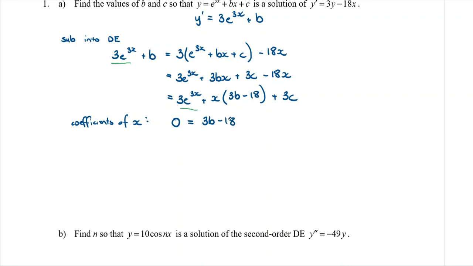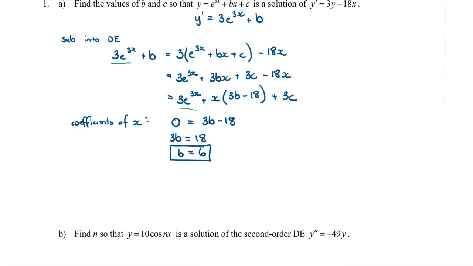So I can now solve that. I can work out what b is. What happened to the b on the other side? I haven't used it yet. I'm just looking at x terms. That b doesn't have an x on it. So I'm just looking at x terms: on the left there wasn't any, and on the right it was 3b minus 18. So solving it, I get 3b equals 18. Dividing by 3, b is equal to 6. Okay, so I've got one of them.